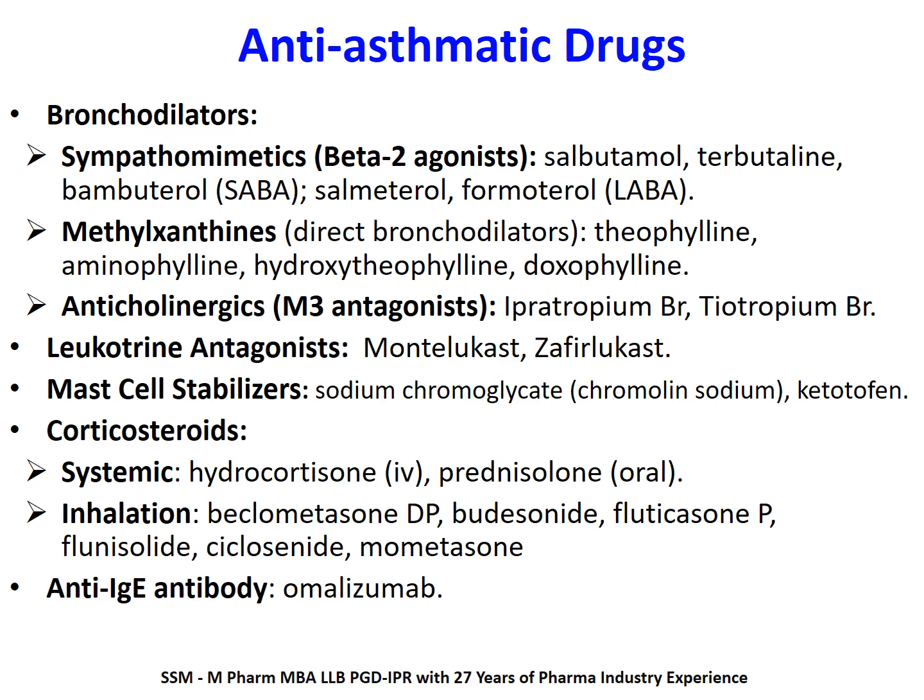Next category of antiasthmatic drugs is corticosteroids, which are basically anti-inflammatory. And two categories: systemic corticosteroids like hydrocortisone given intravenously, prednisolone given orally, and inhalational corticosteroids, which include beclomethasone dipropionate, budesonide, fluticasone propionate, flunisolide, ciclesonide, and mometasone. Next category is anti-IgE antibody. An example is omalizumab.